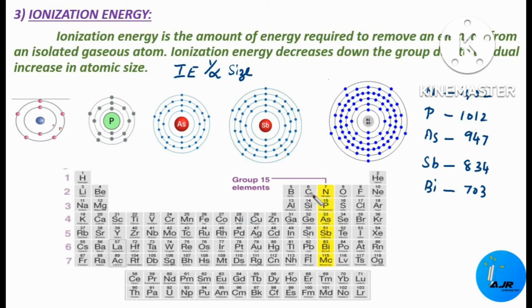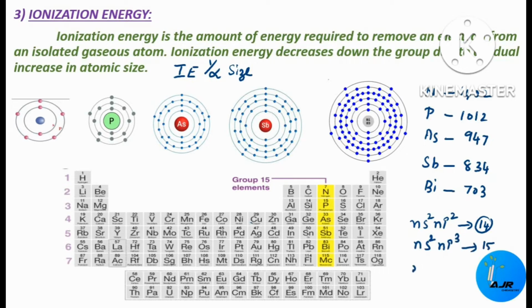But when you are moving from left to right, that is, this is group 14, this is group 15, and this is group 16, the scenario is different. For group 14, the outermost electronic configuration is ns2 np2. For group 15, it is ns2 np3.